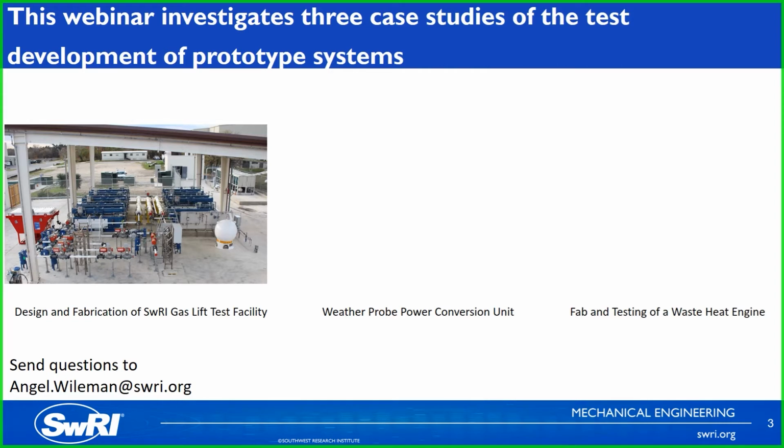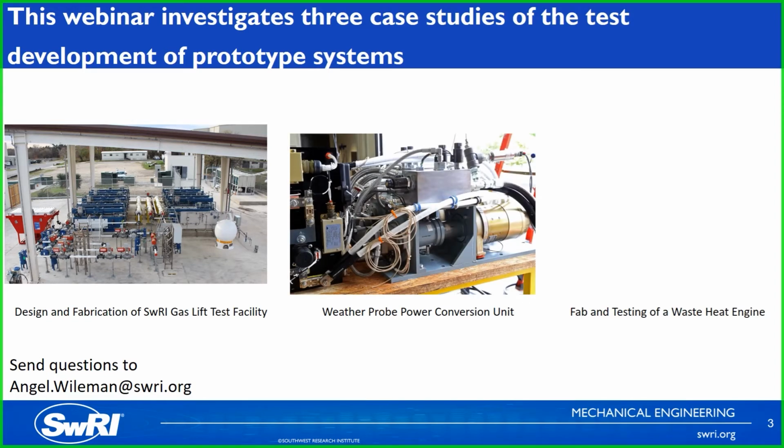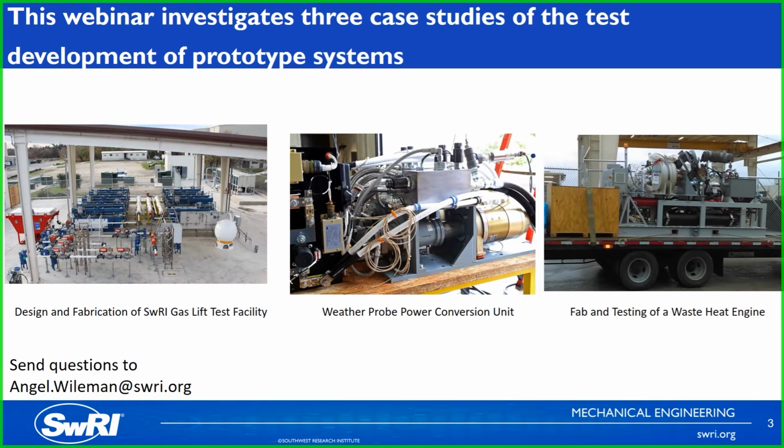Next was a weather probe power conversion unit. This was a mobile unit that was used to convert hydraulic power to electrical power that was then used to power weather probe instruments for research. And this was in a mobile application that presented a couple of challenges. And then finally, fabrication and testing of a waste heat engine. Like I said, for these last two, SwRI was involved in the design of the prototype and the testing to prove out the prototype at the same time.